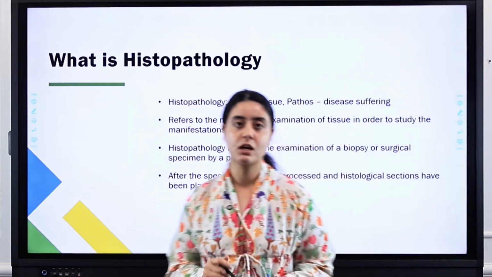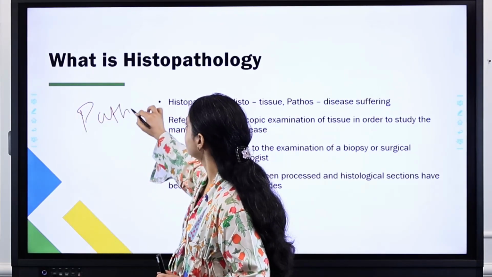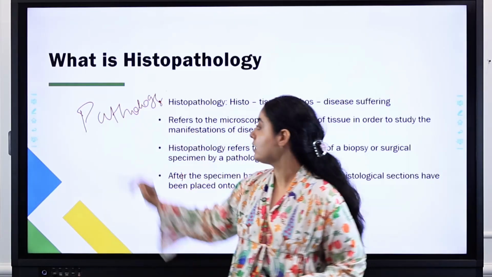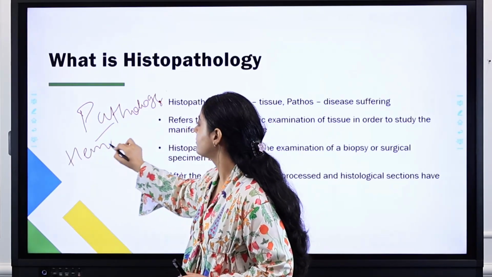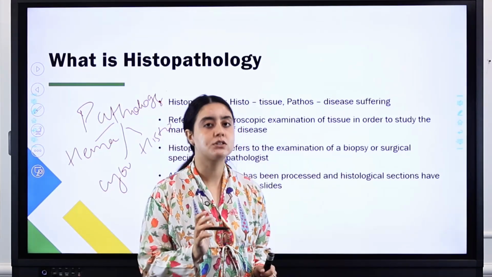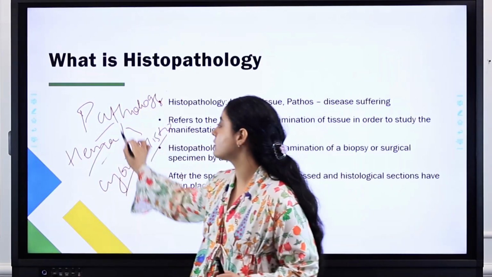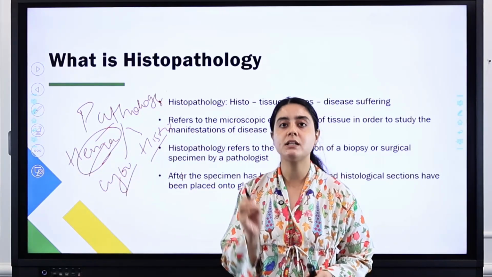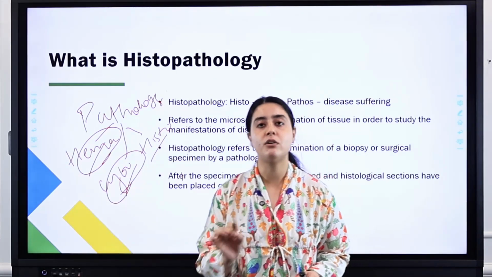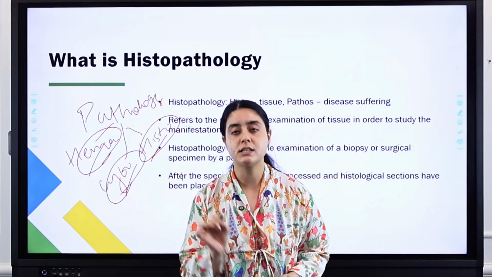So what is histopathology? There is a main branch named pathology. Pathology has different branches: first hematology, cytology, and histology or histopathology. They all have different functions or different meanings. What is the meaning of hematology? Hematology means the study of blood. What is the meaning of cytology? Cytology means the study of cells. And what is the meaning of histology? Histology means the study of tissues.